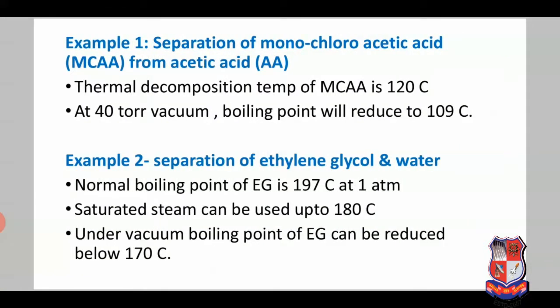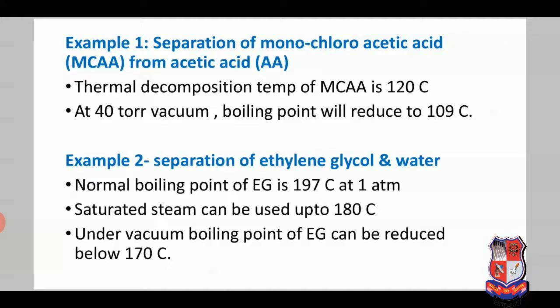Now we will see the importance of vacuum distillation using an example. Here we have the example of monochloroacetic acid and acetic acid. So try to understand, we have a mixture of monochloroacetic acid and acetic acid. Now this monochloroacetic acid has a boiling point of 190 degrees Celsius. I have not mentioned it here, but it has a boiling point of 190 degrees Celsius, and its thermal decomposition temperature is 120 degrees Celsius.